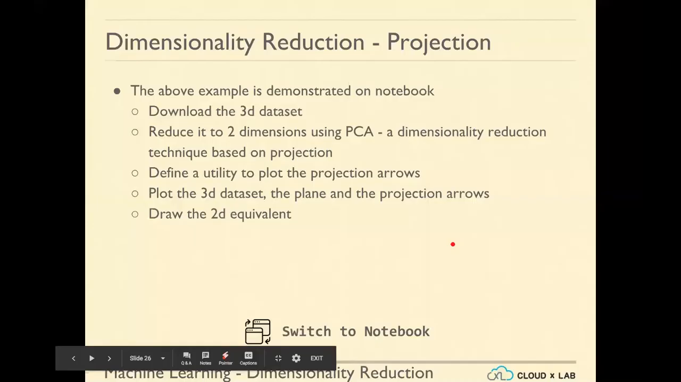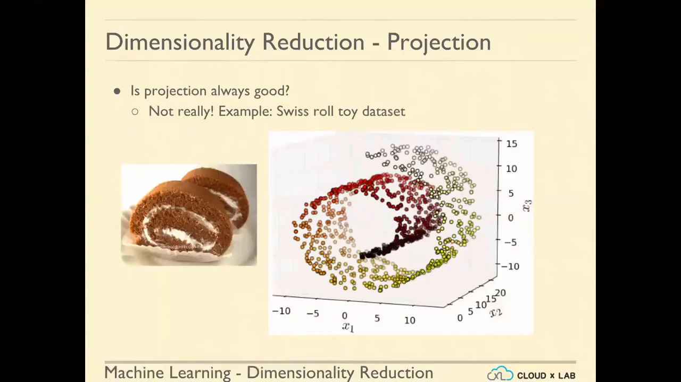All right. So a question: is projection always good? Can we do the projections all the time? Can the projection be the only solution? Not really. Imagine the data set in the form of a Swiss roll. It's a very common data set and has been used over and over to discuss the dimensionality problems. So this is called the Swiss roll data set, and if you try to do projection on it, you would not get great answers.